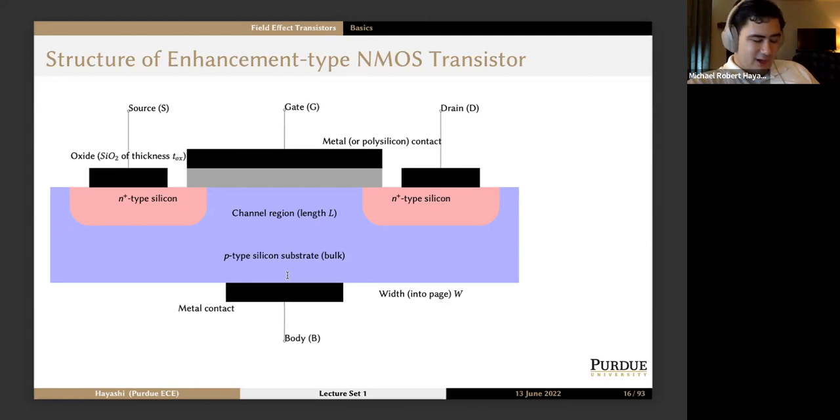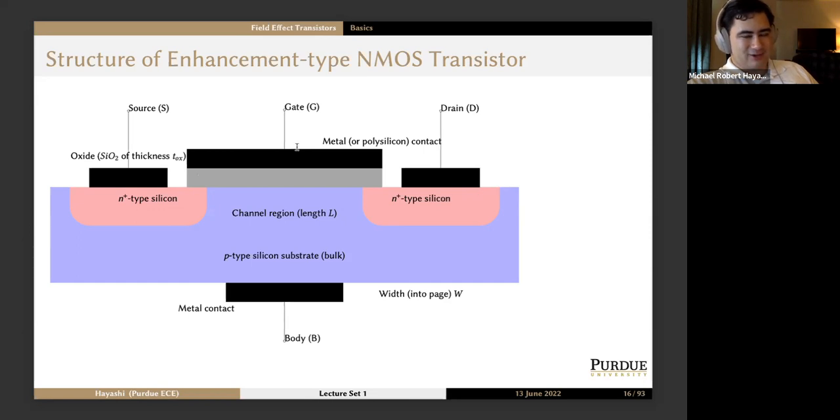The current is going to flow longitudinally from the drain to the source, vice versa for the PMOS transistor, with a width W comparable or many times greater than that channel length L. So this is going to extend much deeper into the page than this distance between the two wells. For the NMOS transistor, the drain is the terminal with the positive voltage with respect to the source.